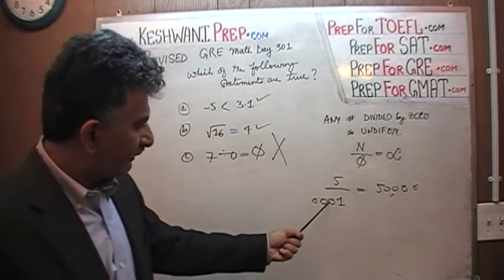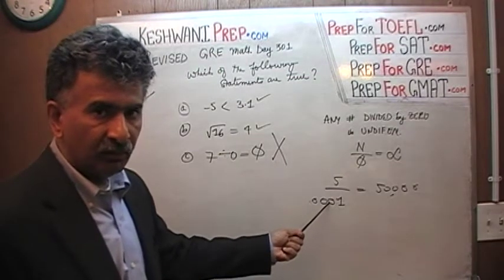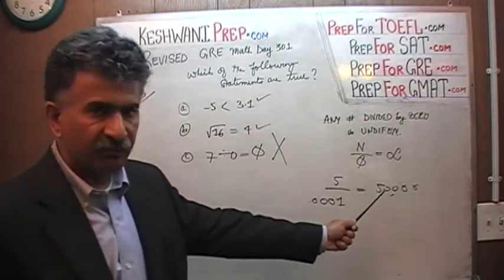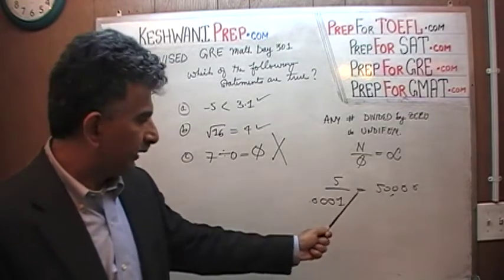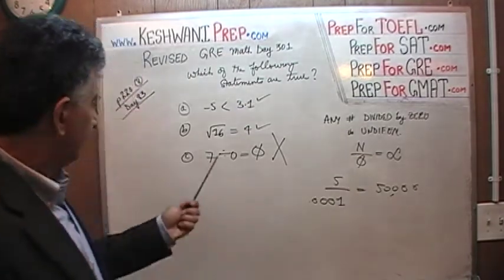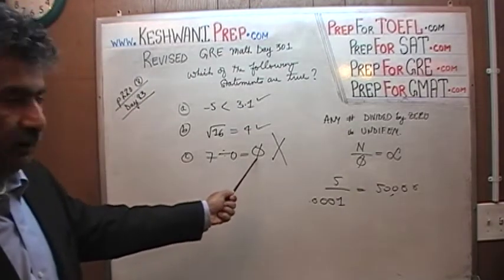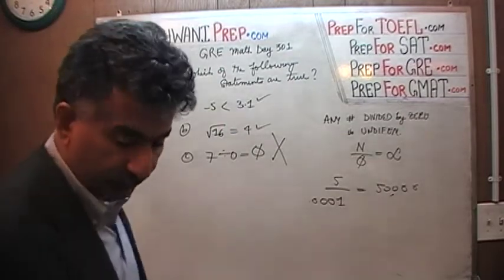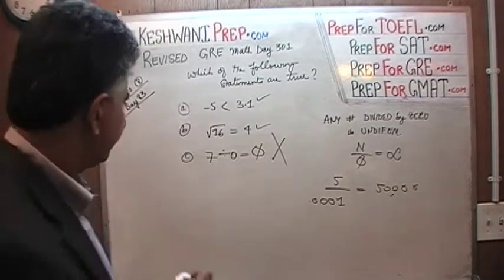Which is why, as the bottom begins to get closer and closer to 0, any number divided by something very close to 0 is going to be an extremely large number, so large in fact that as it gets close to 0, the whole thing explodes. It becomes infinity. This is not true. 7 divided by 0 is not going to be 0. 7 times 0 would have been 0. 7 divided by 0 is infinity, not 0.